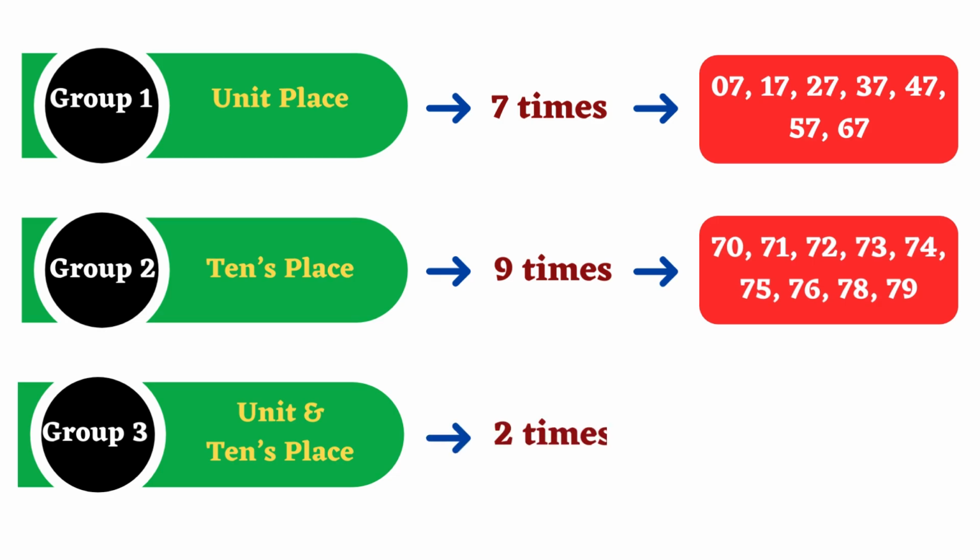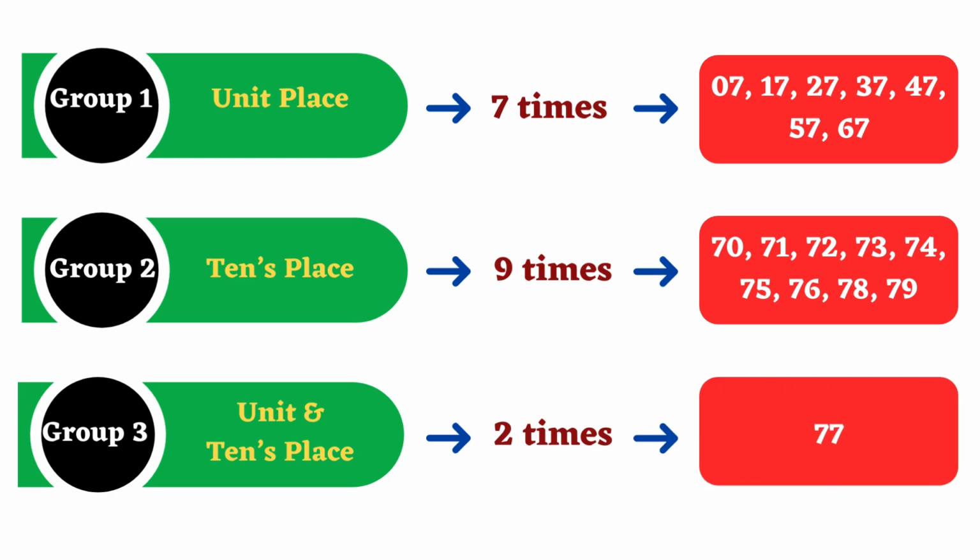There are a total of 2 times the digit 7 appears as a unit digit as well as a tens digit: 77. Therefore, the total number of times the digit 7 appears from 1 to 85 is 7 plus 9 plus 2 equals 18.